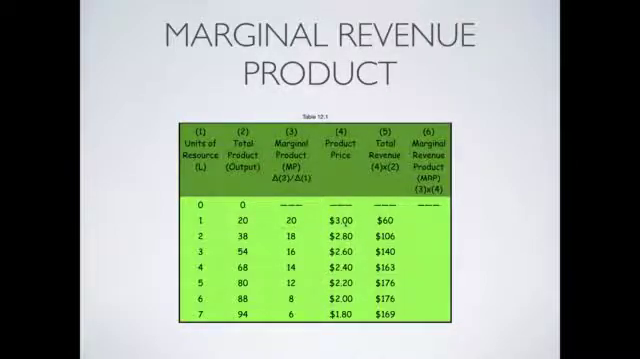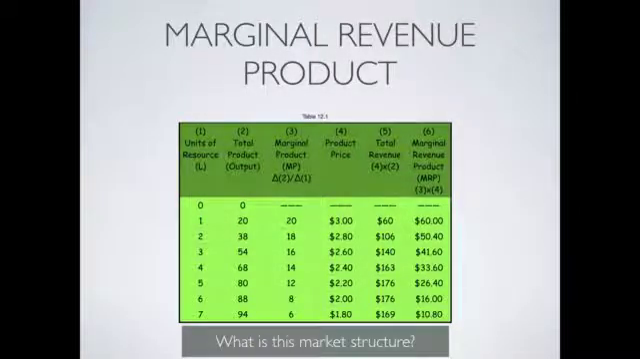So we have 20 times 3, 18 times $2.80, and so on. All right, so remember, when we're doing total revenue, it's column 2 times column 4, so we have 20 times 3. For total revenue, it's 38 times 2.8. It's 54 multiplied by 2.6, etc. And for marginal revenue product, it's column 3 and column 4.